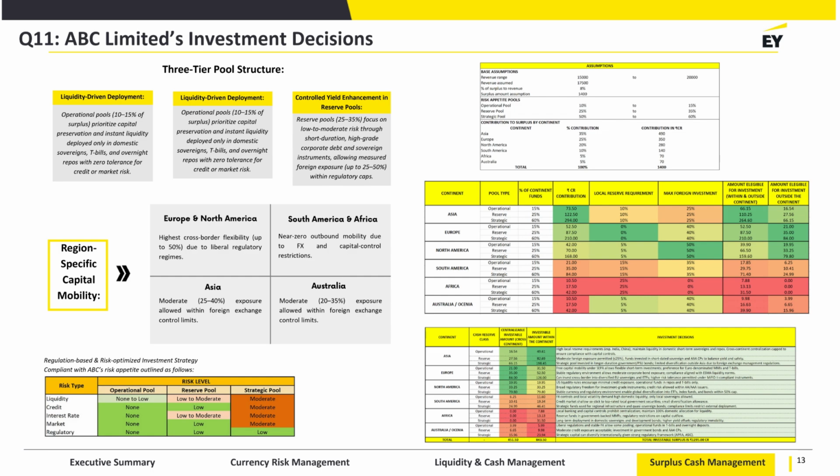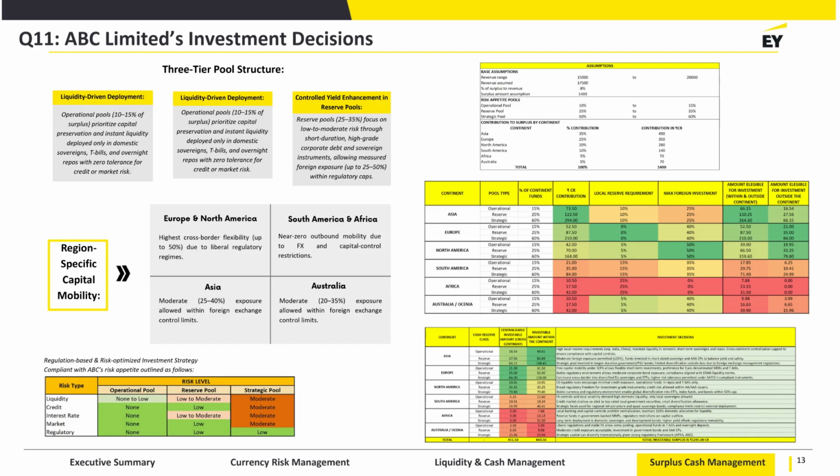Next, on slide 14, we address the 11th question, which talks about the specific investment decisions of ABC company. There is a 3-pronged tool that we use to deal with this question. Firstly, liquidity-driven deployment of funds, and secondly, controlled yield enhancement in the reserve pools. Under liquidity-driven deployment, we look at the split that the operational pools, reserve pools, and strategic pools have in the overall cash contribution.